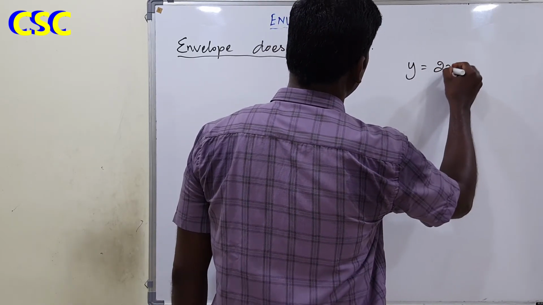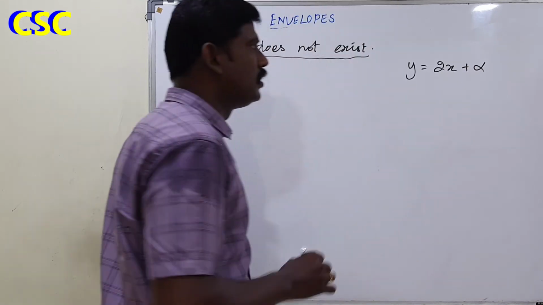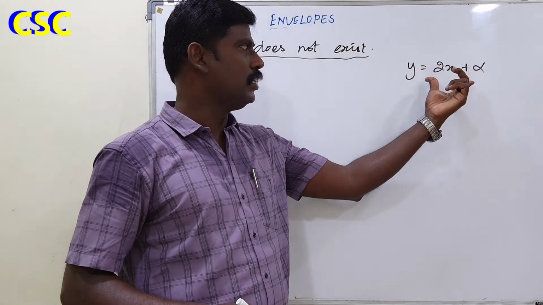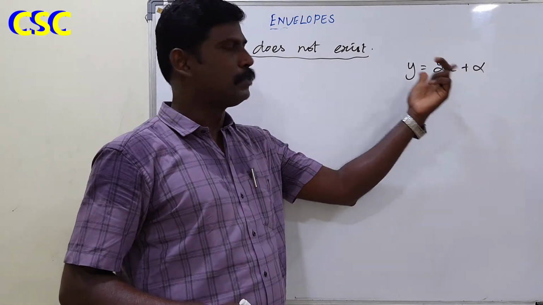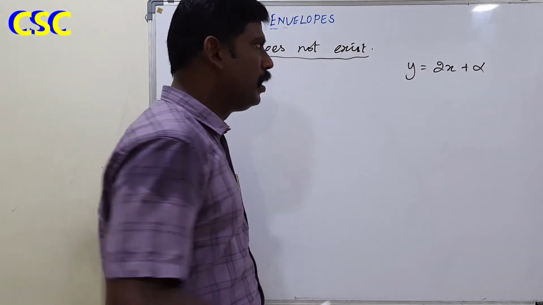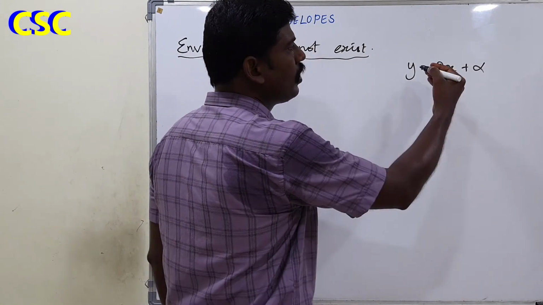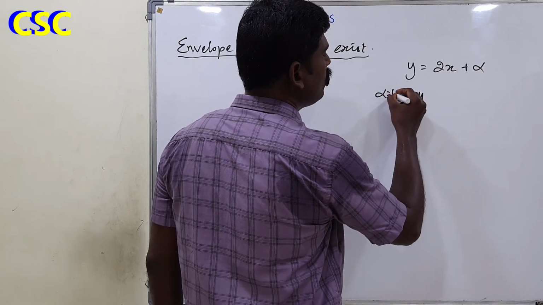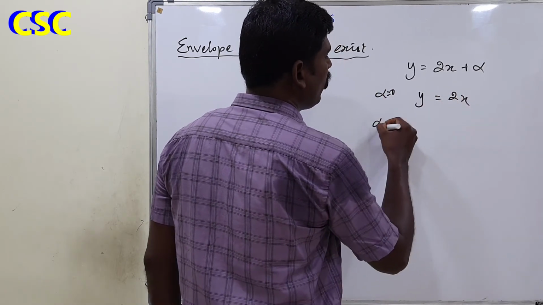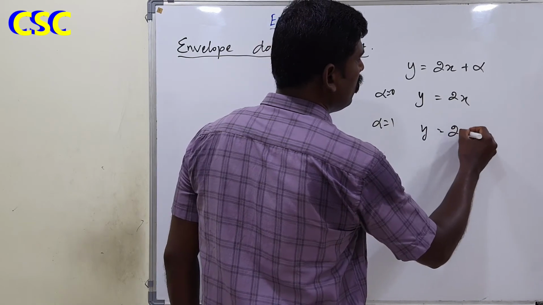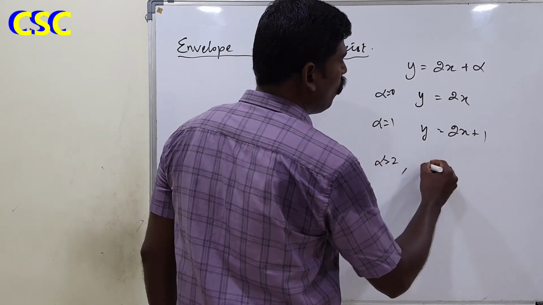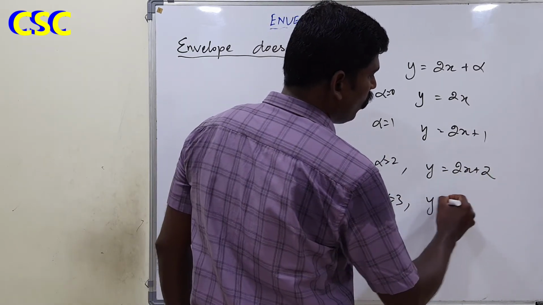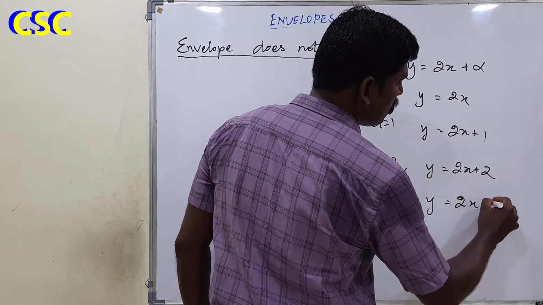to 2x plus alpha. Consider this is the family of straight lines, isn't it? This is the family of curves, especially the family of straight lines. By changing the value of alpha, you can get the members of the family, isn't it? Okay. So by taking alpha equal to 0, what you will get? y equal to 2x. Alpha equal to 1, y equal to 2x plus 1. Alpha equal to 2, y equal to 2x plus 2. Alpha equal to 3, y equal to 2x plus 3, isn't it?